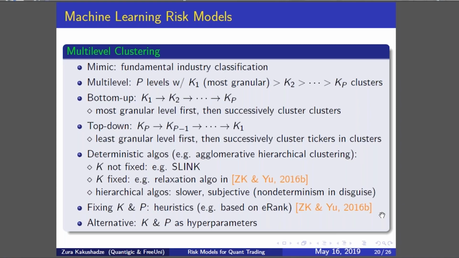So now the question then becomes, how do you fix these cluster numbers, K's, and the number of levels, P, to begin with? And the answer is that you can do two things, basically. One thing is you can use some kind of heuristics. Some of those heuristics, for example, are based on E-rank. So, to figure out what your K should be, you can use the effective rank the same way as you would do this in statistical risk models.